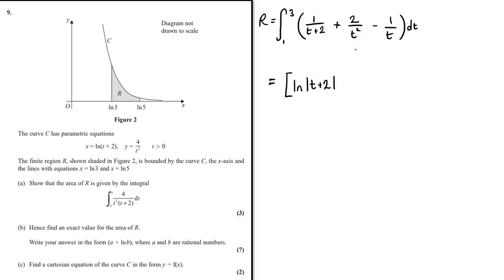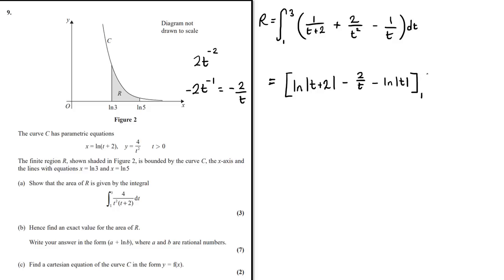We've now got 2 over t squared, so that would be 2t to the minus 2. So remember, we add 1 to the power, divide by the new power. So in that case, that would give me 2 over minus 1 times t to the minus 1, which is the same as minus 2 over t there. Okay, so we get minus 2 over t. And then finally, minus 1 over t, again, hopefully nice and straightforward. This gives us minus the natural logarithm of t.